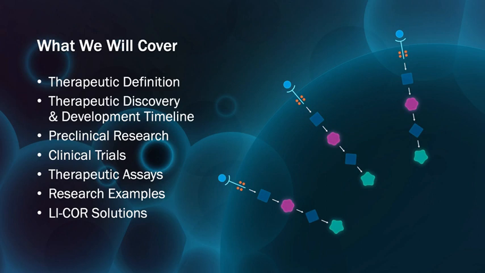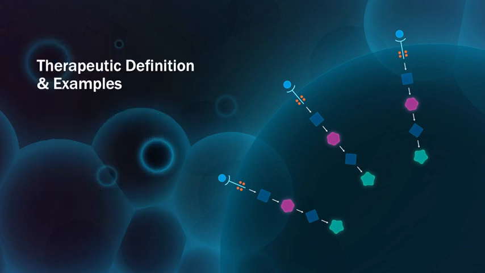During today's webinar, we will discuss a number of topics, including what is a therapeutic, how therapeutics are discovered and developed, some of the preclinical research that goes into therapeutic discovery and development, what happens after preclinical research and in clinical trials. Then we will focus on preclinical research and some common therapeutic assays performed during this stage of research, some published research examples of those assays, and how LI-COR can help you in your therapeutic research and discovery. First, we will begin with what is a therapeutic and a few examples being used in the world today.